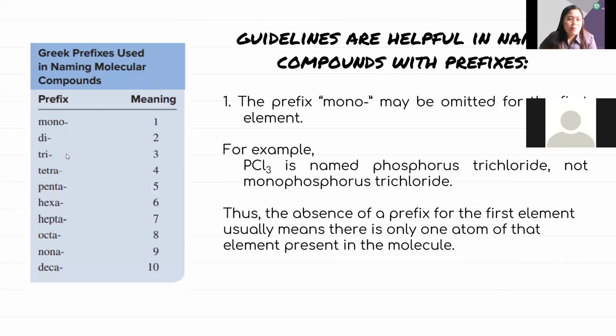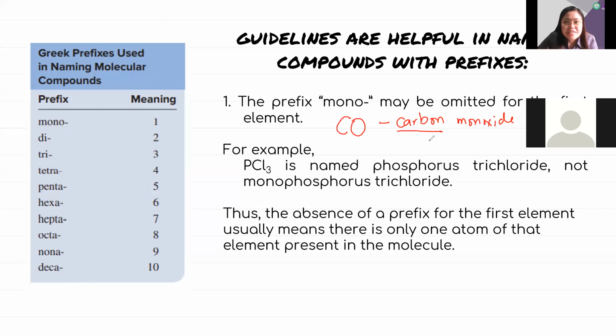So I have given you the prefixes last week, the mono, di, tri, tetra, penta, hexa, hepta, octa, nona, and deca. So what is our guideline, or what are our guidelines here? The prefix mono may be omitted for the first element. So muna ako ang example last time, tong CO, we only call it carbon monoxide.